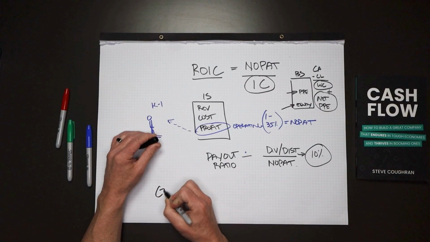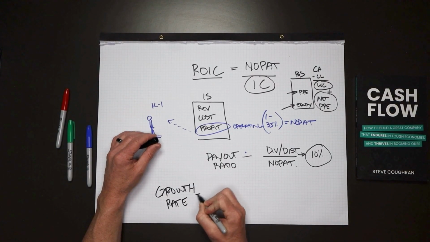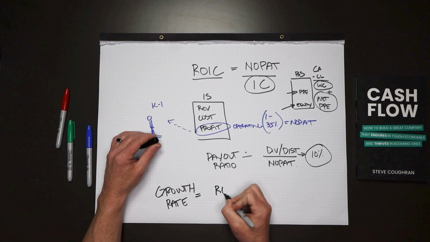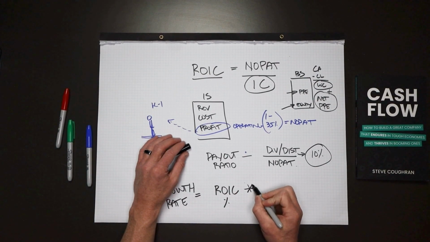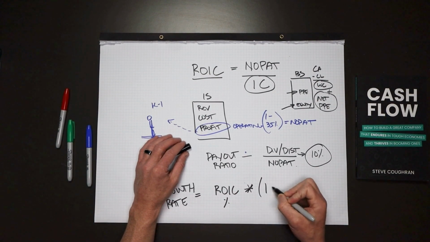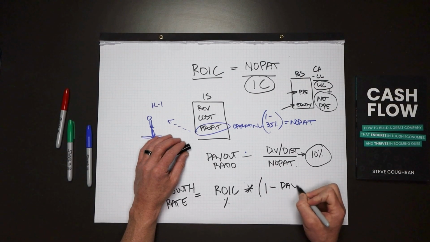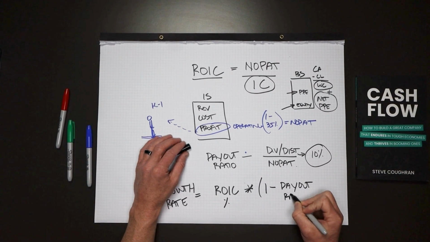So instead I did this calculation. Let me show you how this works. Your growth rate is equal to your return on invested capital percentage, times 1 minus your payout ratio.